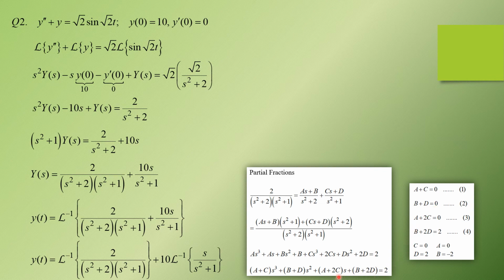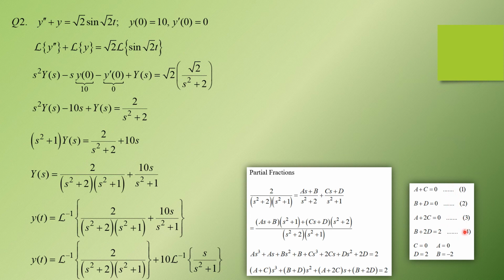And then the coefficient of s on the left is a plus 2c, and on the right side there's no s. That means the coefficient of s on the right side is equal to 0. And the term without the s is b plus 2d, and on the right side the term is 2. So b plus 2d is equal to 2. So we have 4 equations with 4 unknowns.